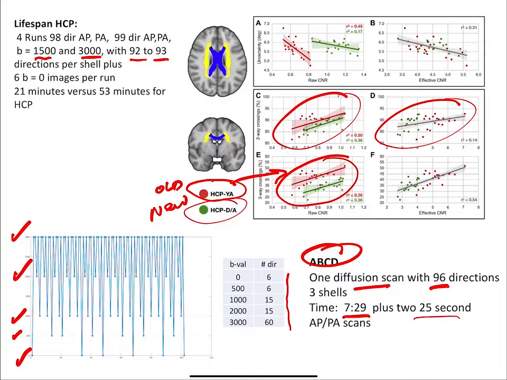But the thing that is common between all these different protocols is you see they all typically max out at a B of 3,000, okay, and they're all doing at least 2 shells. And so the idea is the field has decided that B of 3,000 is a pretty good maximum operating point where you're not losing all your signal, you're still getting enough information that it makes sense to acquire it. But it still helps to acquire data at lower B values to get back some SNR where you don't need that high B value sensitivity.